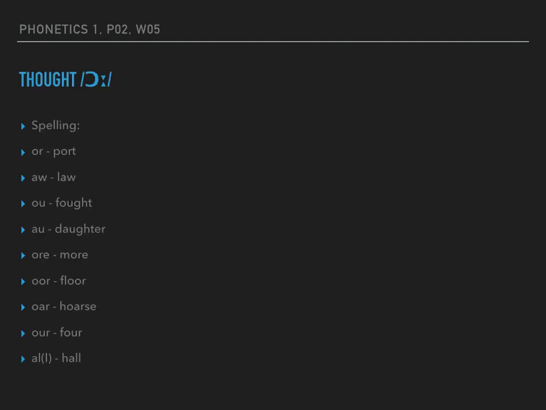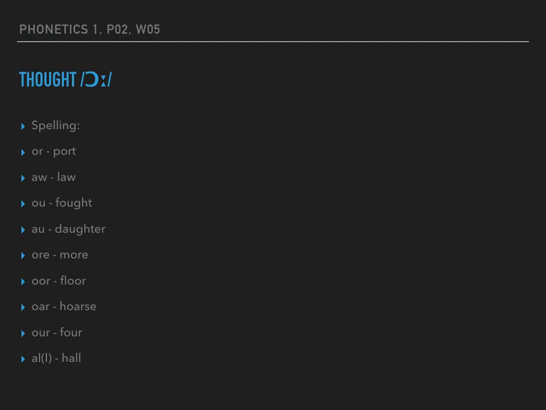Now the final vowel we're going to be looking at is the thought vowel. And this once again has a myriad of spellings that you can see here. When we pronounce the thought vowel, it's going to be a long vowel in British, which is also a difference for people that have learned other dialects of English where it's often pronounced as a shorter vowel. So we have port, law, fought, daughter, mole, floor, horse, for, hall.